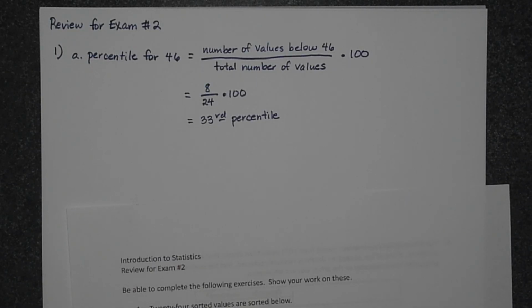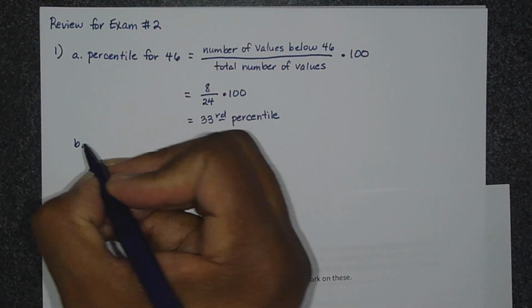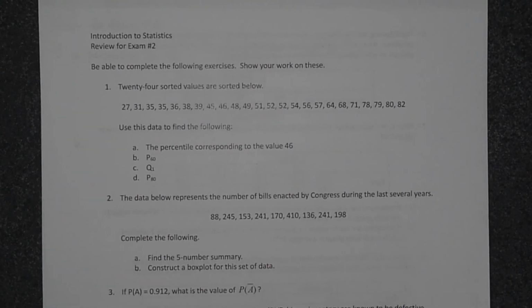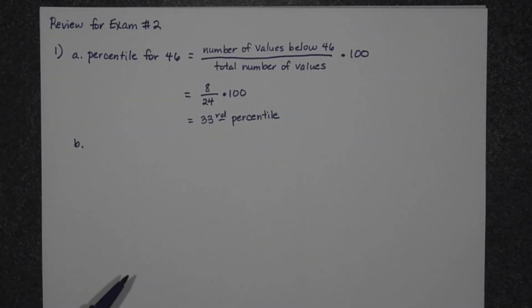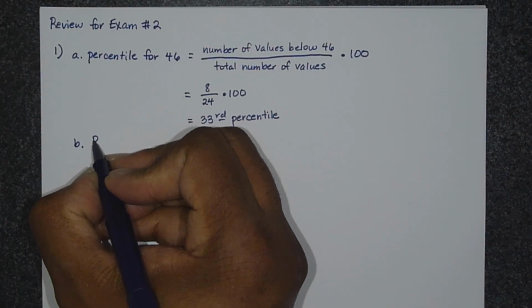Okay. Questions on problem number 1, part A? Sorry. Now part B is what number is in the 60th percentile. So we're looking for the data value that's in the 60th percentile.